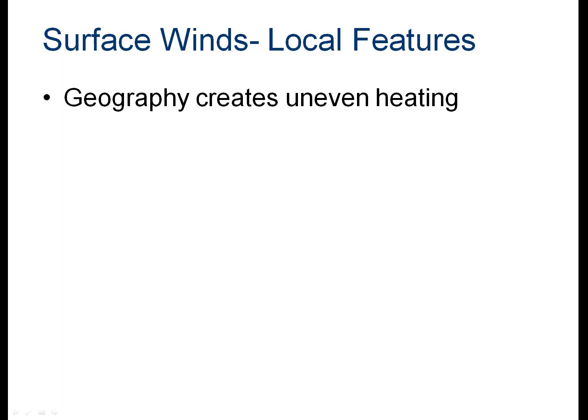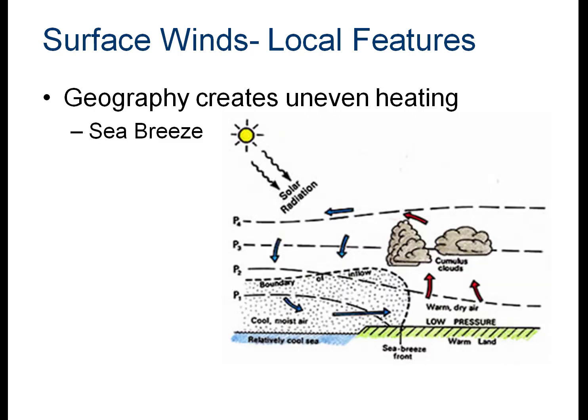So the winds are also made by surface features, local surface features. The bottom line here is the geography of the local environment creates an uneven heating. And that uneven heating makes pressure differentials. So if you look at one like a sea breeze, if you've ever been to San Diego, you'll notice, wow, the wind is always blowing off the ocean. And the reason for that is if you go inland just a few miles from San Diego, it's hot and dry.